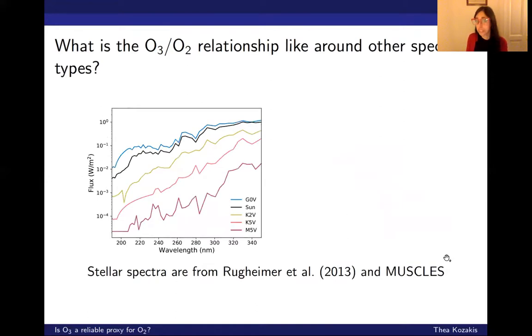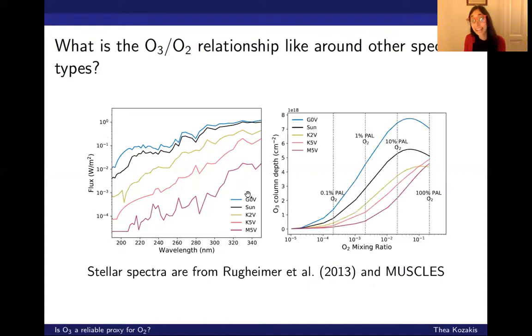So let's see what this relationship looks like around different types of stars. Here I have the UV spectra of some stars that I modeled the Earth-like planets around. These are based off of IUE data, so this is real UV spectra. They were put together by Sarah Rugheimer. And this M star is actually one of the MUSCLES stars. So from what I've been saying about ozone formation and how it needs UV to form, we can probably guess just off the bat that the stars with more incoming UV are going to have more ozone than the stars with less UV. And that is roughly correct.